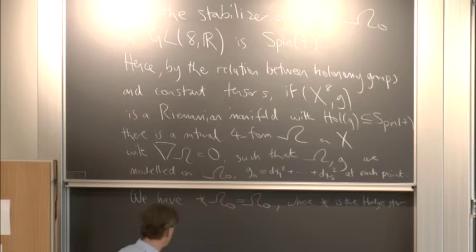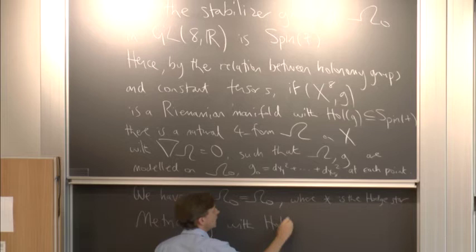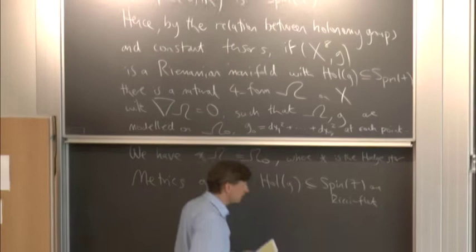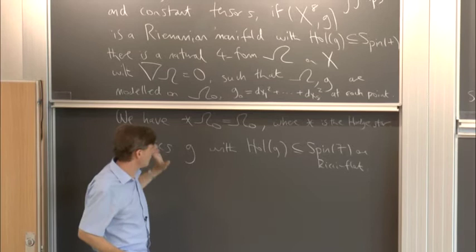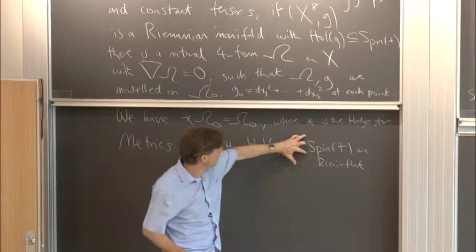Okay, another important fact is that metrics G with the holonomy group of G contained in spin 7 are Ricci flat. That just comes from the fact that the holonomy group constrains the curvature tensor, and if you look at the vector space of all possible curvature tensors satisfying first Bianchi and the first two indices lying in the Lie algebra spin 7, all those curvature tensors have no Ricci component.